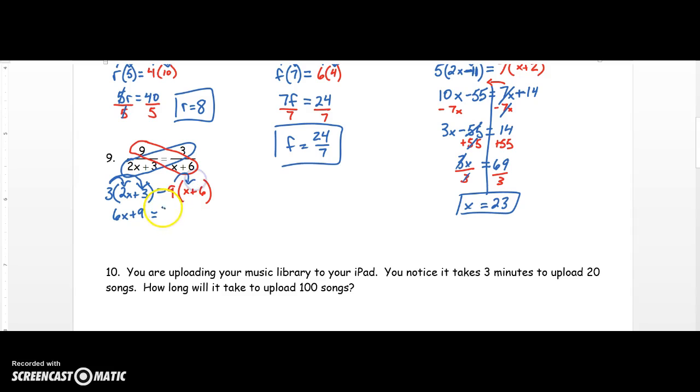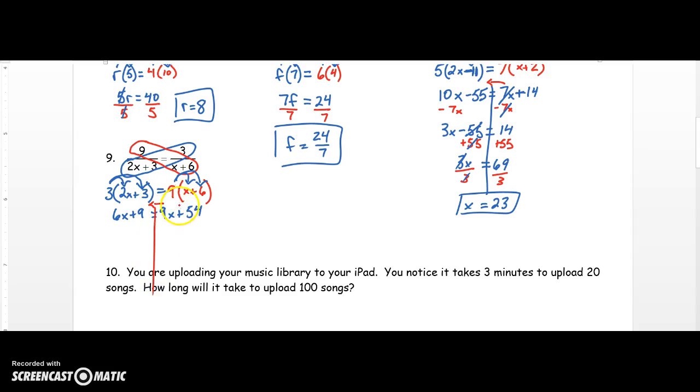9 times x is 9x. 9 times positive 6 is positive 54. Now, like I said, always move all your variables to the left side.